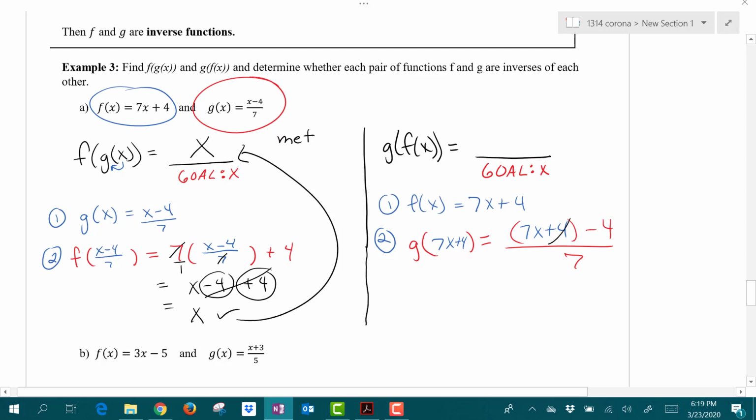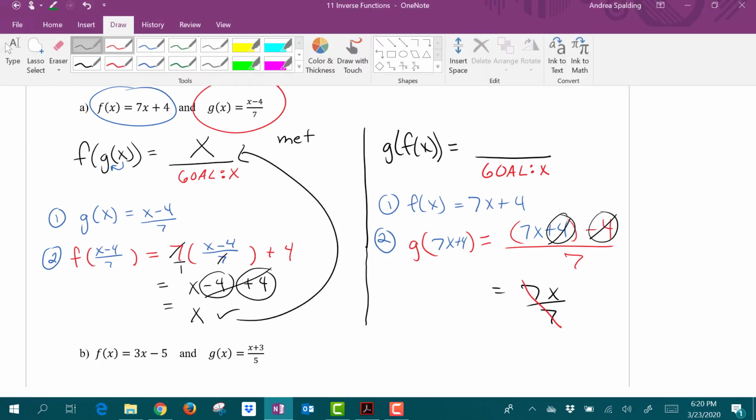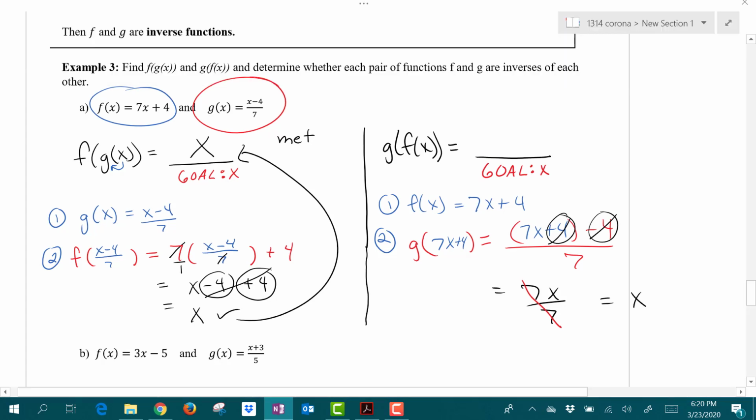So 7x plus 4, plus 4 and minus 4, those are going to cancel each other out. So I end up with just 7x at the top divided by 7. The 7s will cancel each other out because 7 divided by itself is 1. I end up with 1 times x, which is just x. Once again, we have met the goal. Our goal was to get out exactly x for both compositions. So the conclusion is, once we've met the goal for both compositions, we can say that f and g are inverse functions.